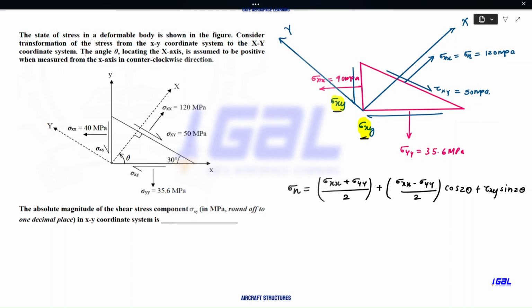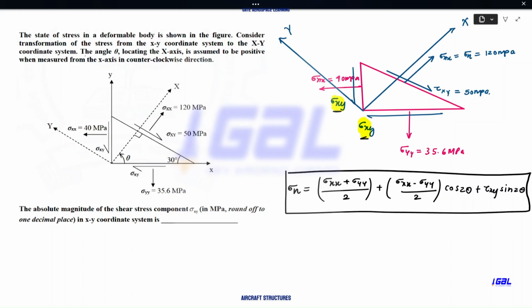Okay, now please focus on this. Now this is your normal stress at a particular plane. That means here we have considered this plane. This is what they have given, normal stress. Okay. Now when you write this equation, this is an important equation. You can have this in a formula sheet.